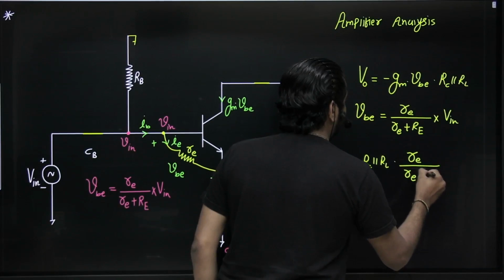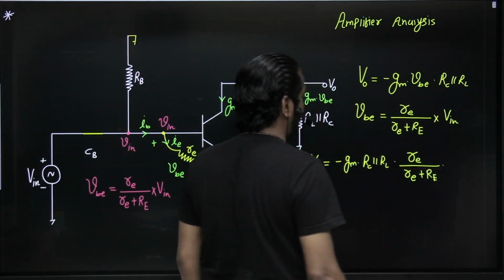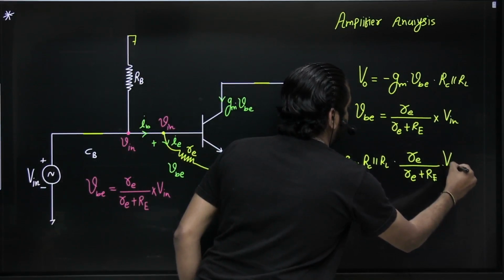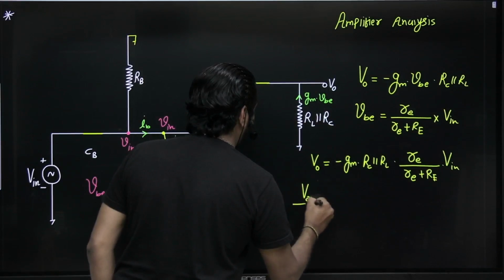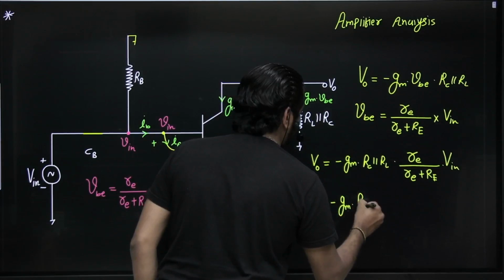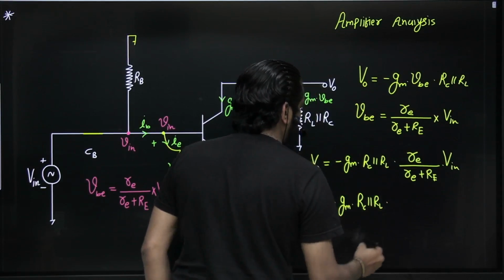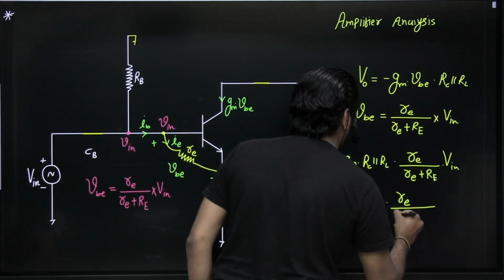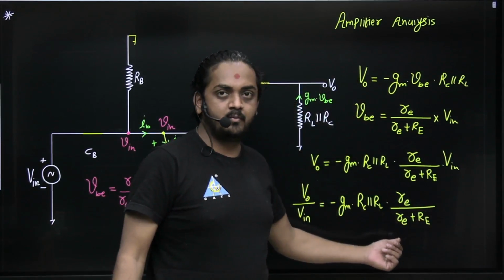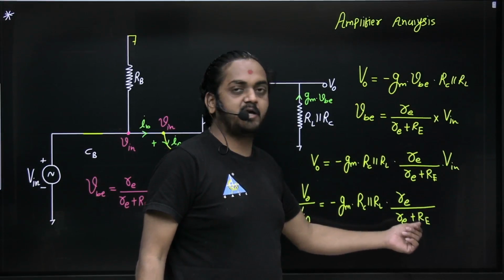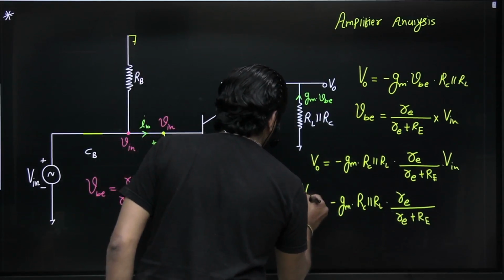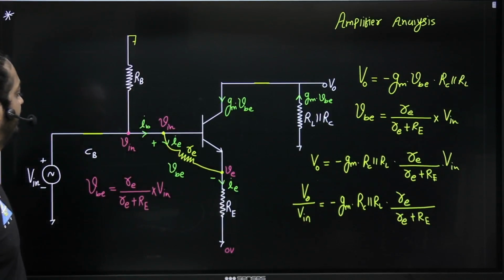You can see guys, without the bypass capacitor there is a decrement in the voltage gain. This is the new voltage gain without bypass capacitor. Now you can see this factor re upon re plus RE. Small re will be in ohms and capital RE, the emitter resistor, will be in kilo ohms. There is a significant reduction in the voltage gain. In this way directly you can get the correct answer.